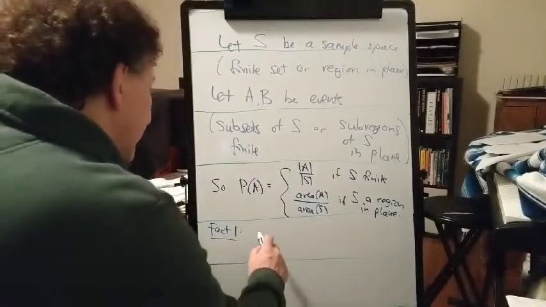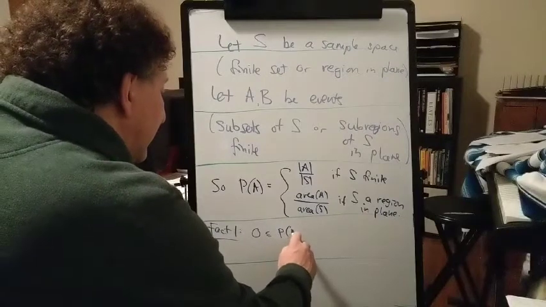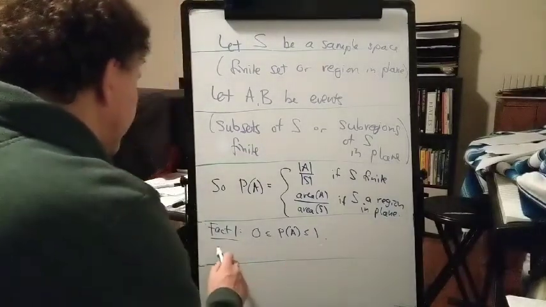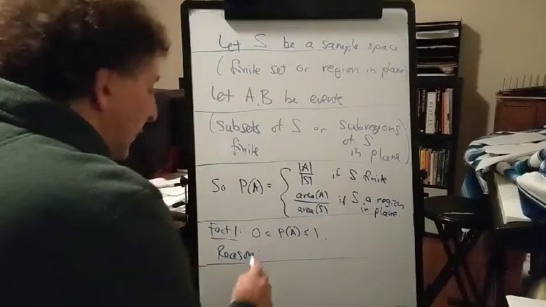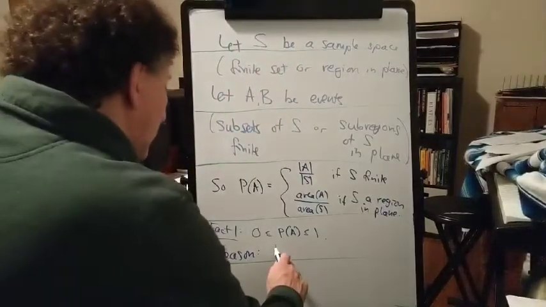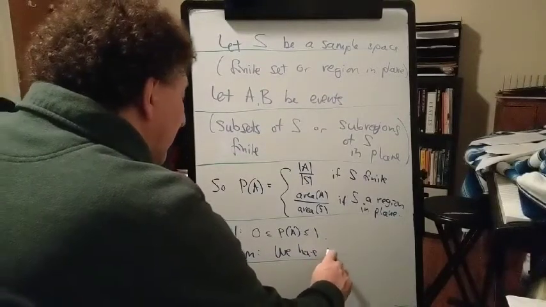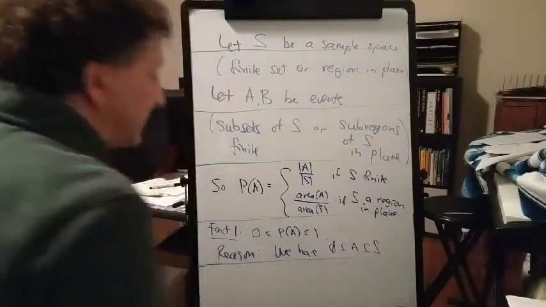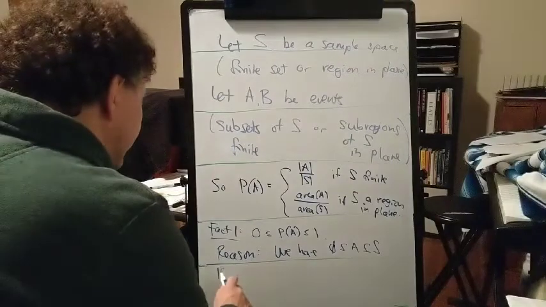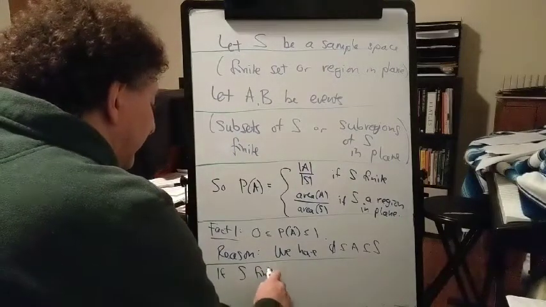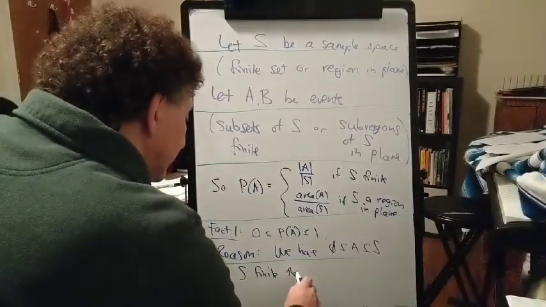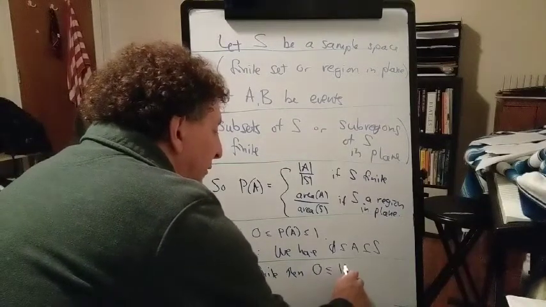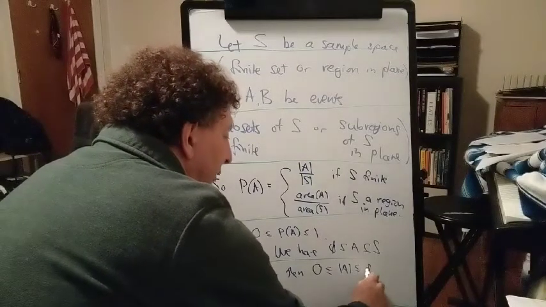So fact 1, the probability of A is somewhere between 0 and 1, as it should be. And the reason is we have the empty set inside of A, which is inside of S. If S is finite, then this means that 0 is less than or equal to the number of elements in A, which is less than or equal to the number of elements in S.